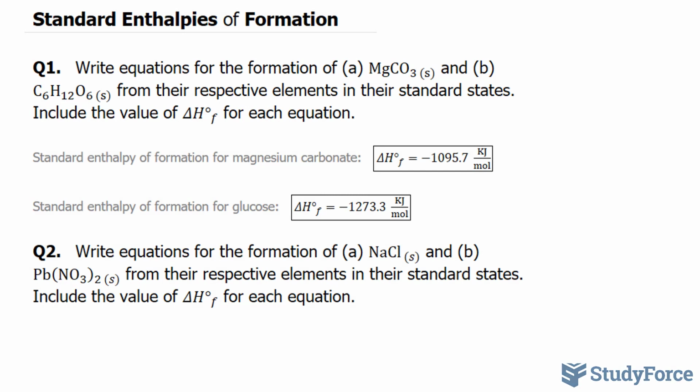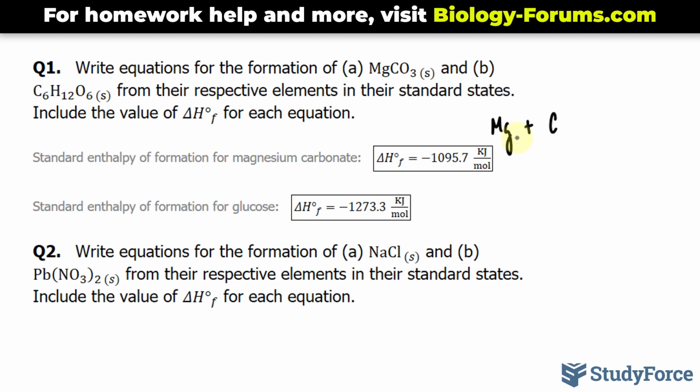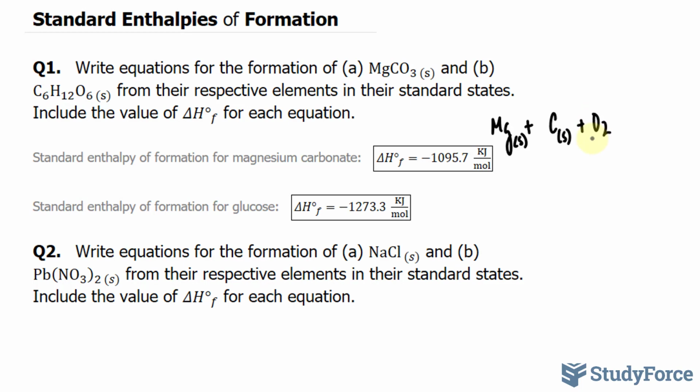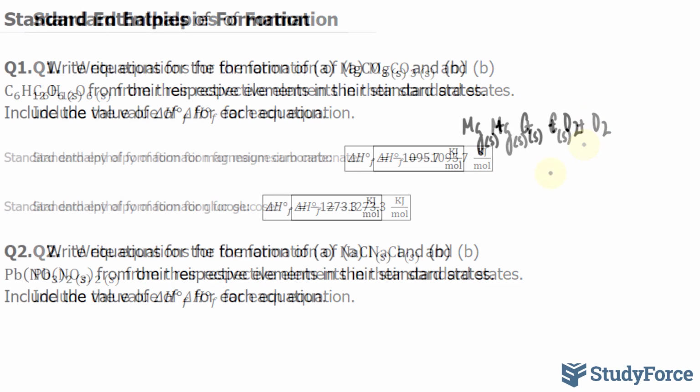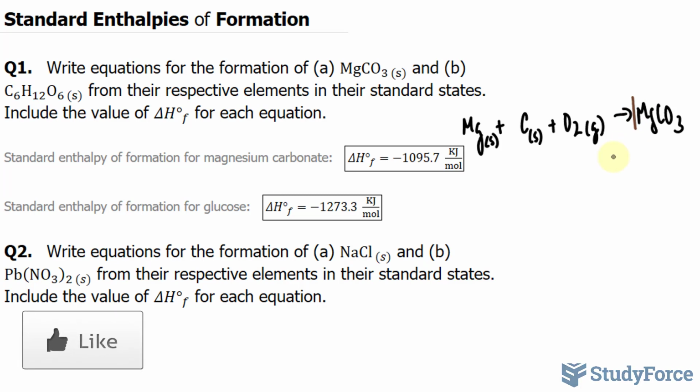Magnesium carbonate is formed when you take magnesium metal, combine it with carbon or graphite, both of which are solids, in addition to oxygen, which we will denote as O2 given that it's a diatomic molecule, and it's a gas. This eventually forms magnesium carbonate. And what we want to do is balance this equation so that we have 1 mole of magnesium carbonate. If you have to use fractional coefficients, that's fine.